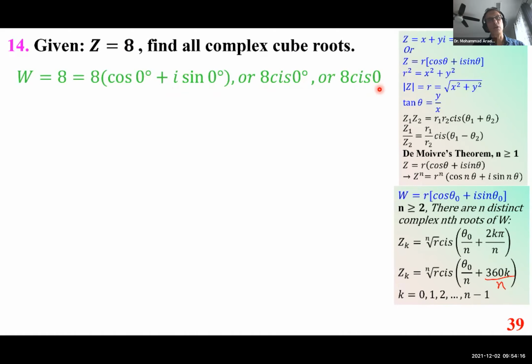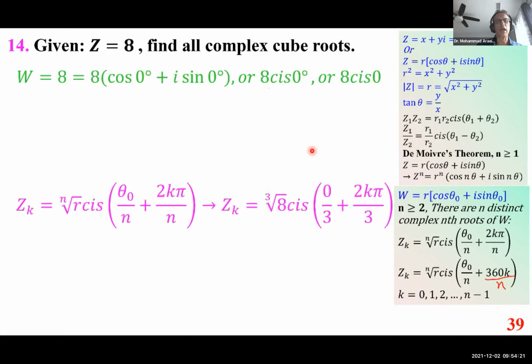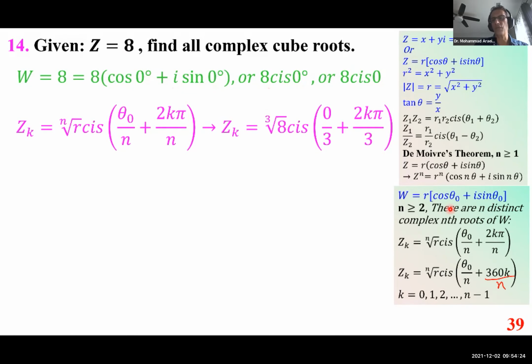The 0 degrees or 0 radians are the same. I want you to know that, and so either way is fine. Having said that, we are going to go with this formula, where the original angle is given as 0, and we're going to add 2k pi over n. And remember, what's n? Cube roots means n equals 3.